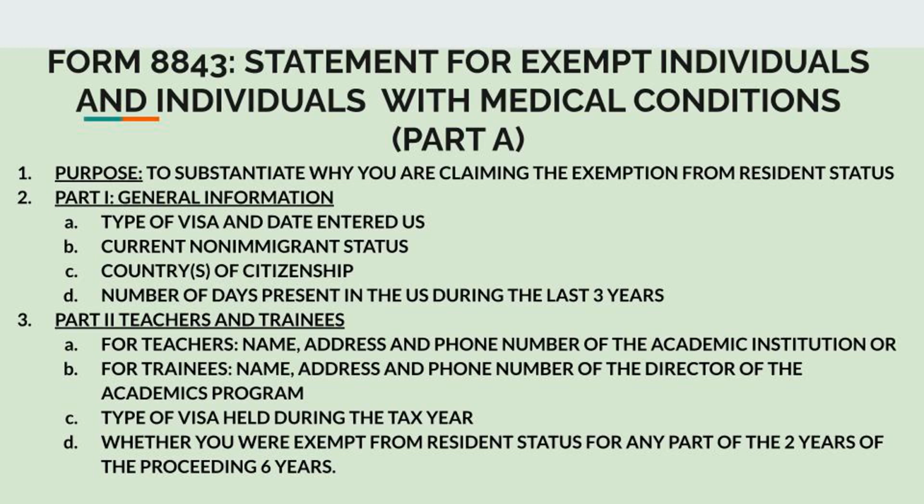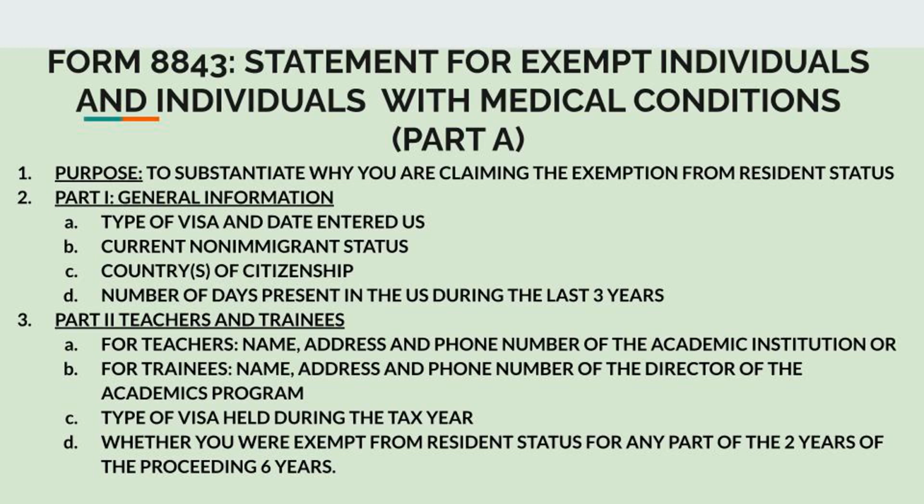Part 1 of this form has to do with general information, and the subsequent sections are specific to the type of position that you held throughout the tax year. So general information involves the type of visa and the date you entered US, current non-immigrant status, countries of citizenship, number of days present in US during the last 3 years.